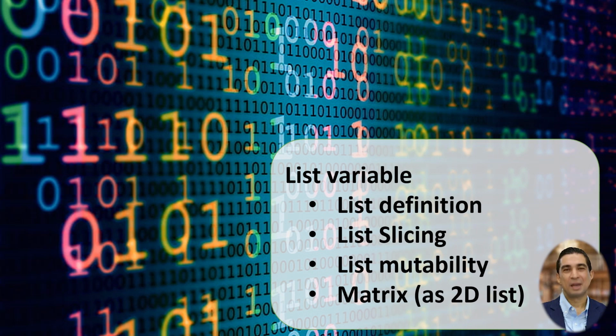Today, we'll dive deep into some core programming concepts in Python. We'll cover 5 main topics: list variables, list definitions, list slicing, list mutability, and matrices as 2D lists.